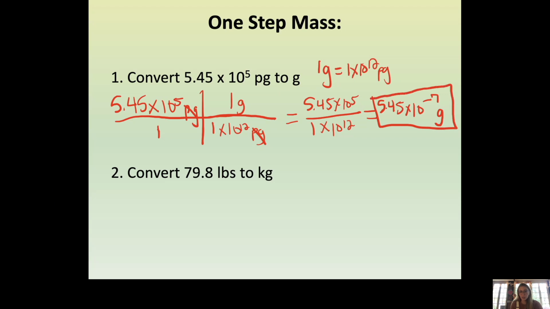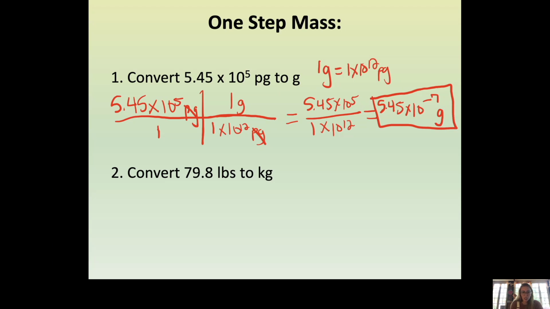All right, so let's recap. I found my conversion on my conversion sheet. I started with what I knew, what I was given in my problem. I put it over 1, and then I turned my conversion factor into a fraction with the one that matches the units on the bottom and the one that has my new units on the top. Multiplied and then divided, and I got my answer. So let's look at this one.